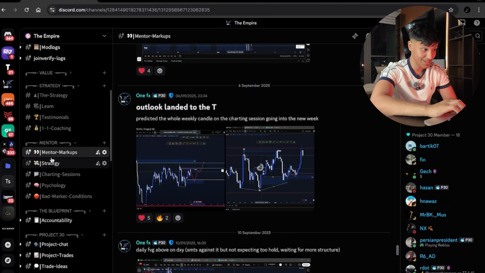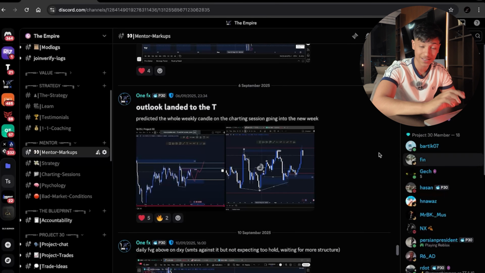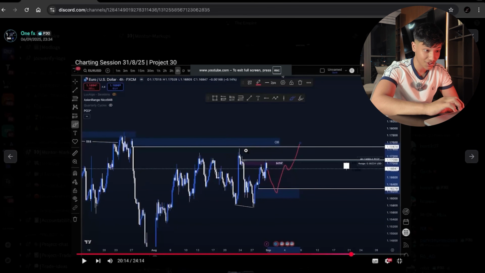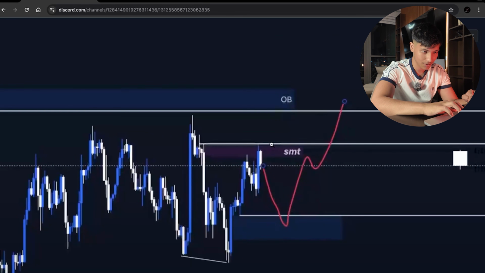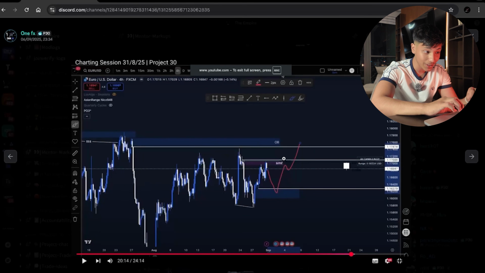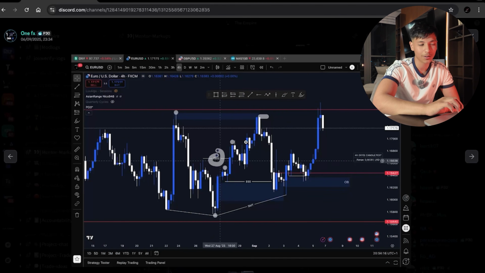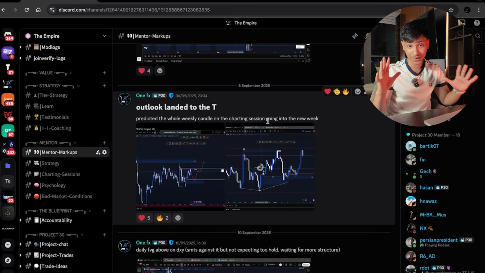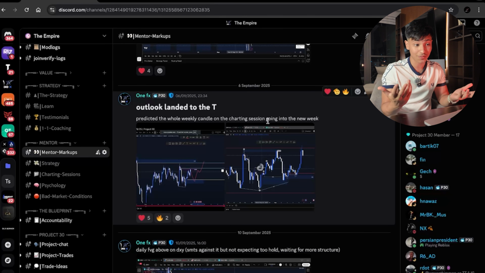And if I go over here and show you guys the mental markups I sent to all of my students inside of Project 30, you guys see over here on the chart session, going into the week, I expected the market to take out these equal highs, manipulate lower, tap into this bullish fair value gap, and then for the weekly expansion to happen and take out this high over here. This was literally one day before I took this trade. And what can you guys see over here? Exactly that happened. We ended up going up higher, which is the move that I caught. The market ended up selling, tapping this point of interest, and then rallying towards the upside. I predicted a whole weekly candle in front of all of my students, and this is the stuff that I do all the time.